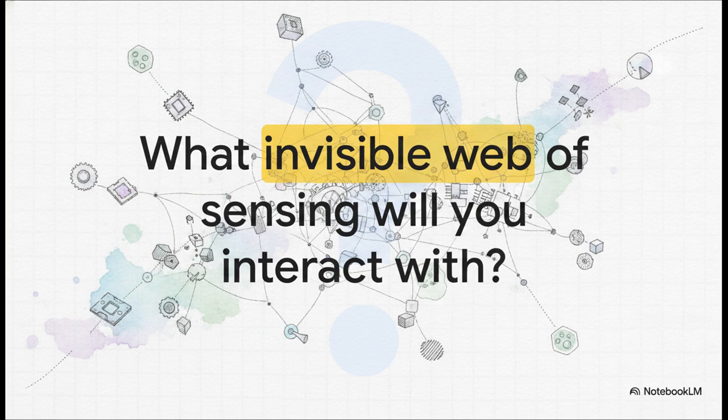And I'll leave you with this final thought. Technological progress is now allowing us to manufacture these devices on a microscopic scale using MEMS technology. They are smaller, faster, and infinitely more sensitive than ever before. So as these microscopic transducers are increasingly embedded into everything from our cars, to our clothes, to our own bodies, what invisible web of smart sensing are you going to interact with tomorrow?